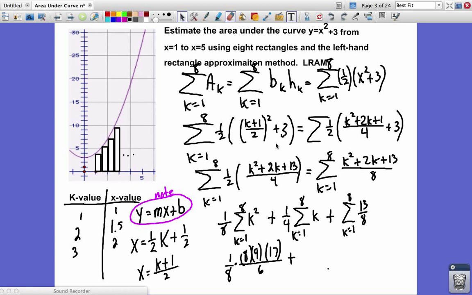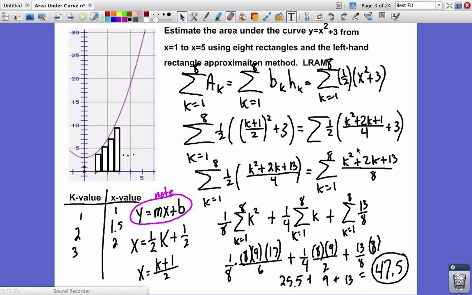So 1/8 times k squared, n times n plus 1 times 2n plus 1 over 6. 1/4 times n times n plus 1 over 2, plus sigma of a constant, or sorry, constant times n. So that is 8 times 13 over 8. Evaluate each part of this, 25.5 plus 9 plus 13, giving us a final answer of 47.5, which would now be a better approximation than if we were to use 4 rectangles. Still an underestimate, but a better approximation.